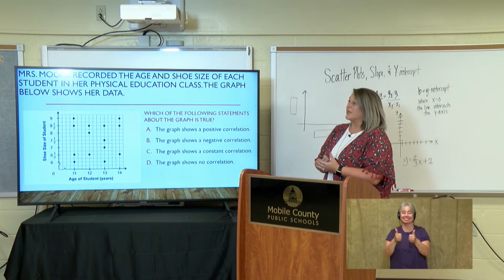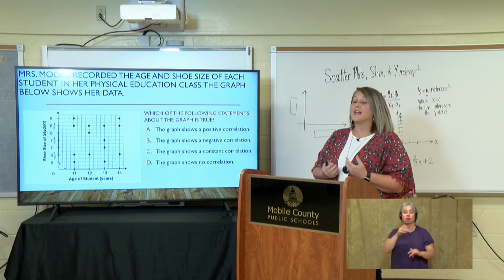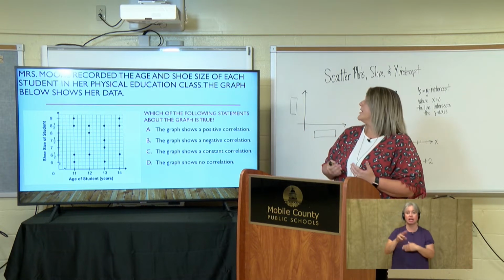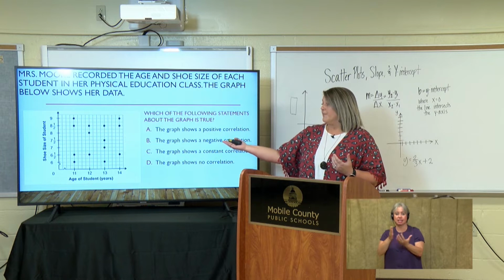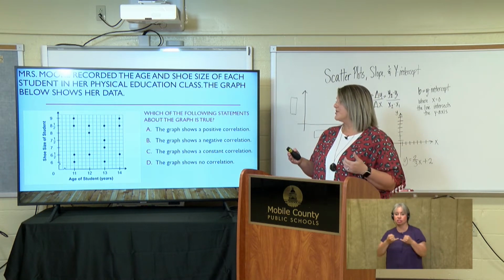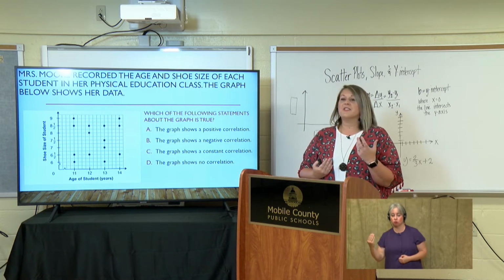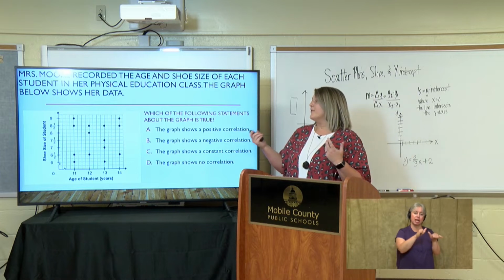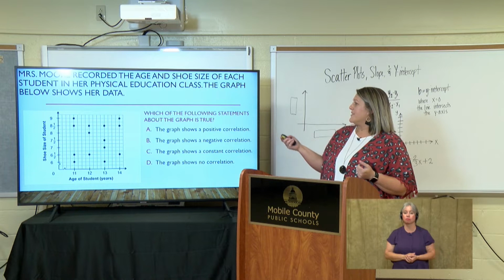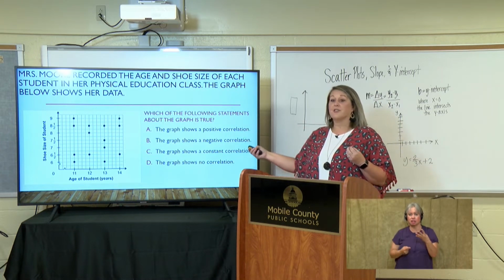All right, let's look at Miss Moore. It said that Miss Moore recorded the age and the shoe size of each student in her physical education class. Then she graphed the data below. So we have ages of people in her class, 11 years old, 12, 13, and 14. And then what shoe size they wear, okay? If we're thinking about association, that's what our question asks us, which of the following statements about the graph is true? They want to know about correlation or association.